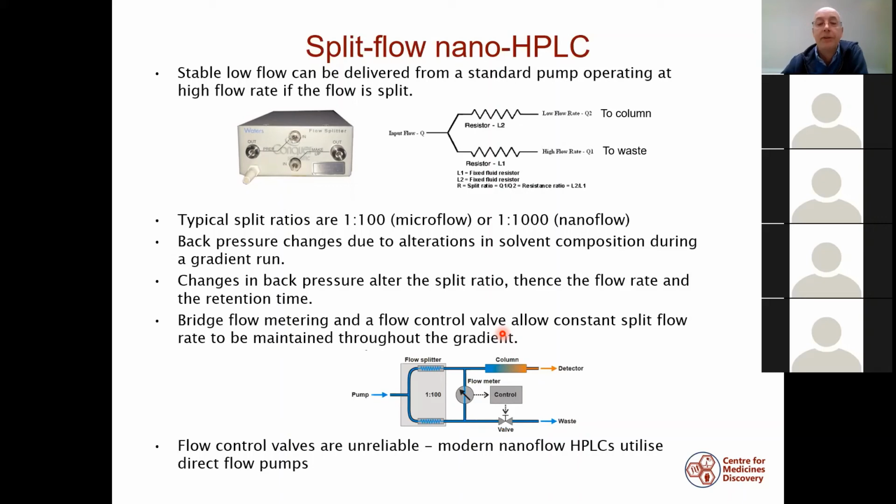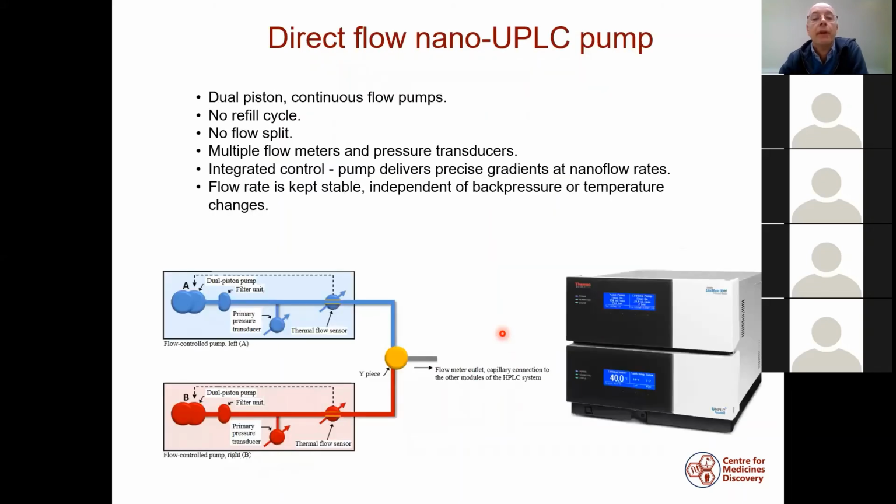Most nanoflow HPLCs now, they will use direct flow. So in a direct flow nano-UPLC pump, there are two pistons. They generate continuous flow, so they're always at positive pressure. There is no refill cycle. There is no flow split, so there's no flow controller to go wrong. It has multiple flow meters and multiple pressure transducers, and it does what's described as integrated control. So that enables the pump to deliver precise gradients at nanoflow rates. The flow is kept stable and it's independent of the back pressure or the temperature. It's a very, very clever system when it works.